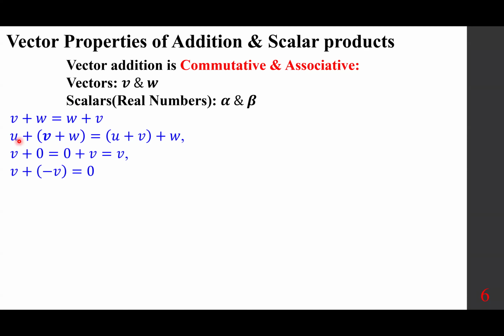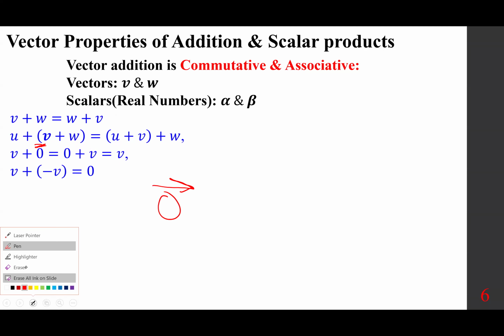Now, if you have two of them, it becomes commutative. If you have three of them, U plus V plus W is U plus V plus W. It's the associative property. When you add it with zero, nothing happens. The same vector. This is not a regular zero. It's a zero vector. Sometimes they show it like this. Zero vector like this. Okay.